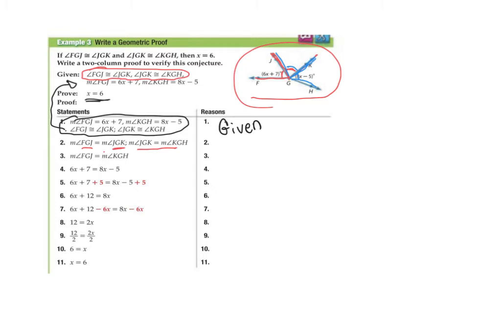And the thing that lets us change from congruent to equal is called the definition. I'm going to put def of congruent. I'm going to use a symbol. Angles.